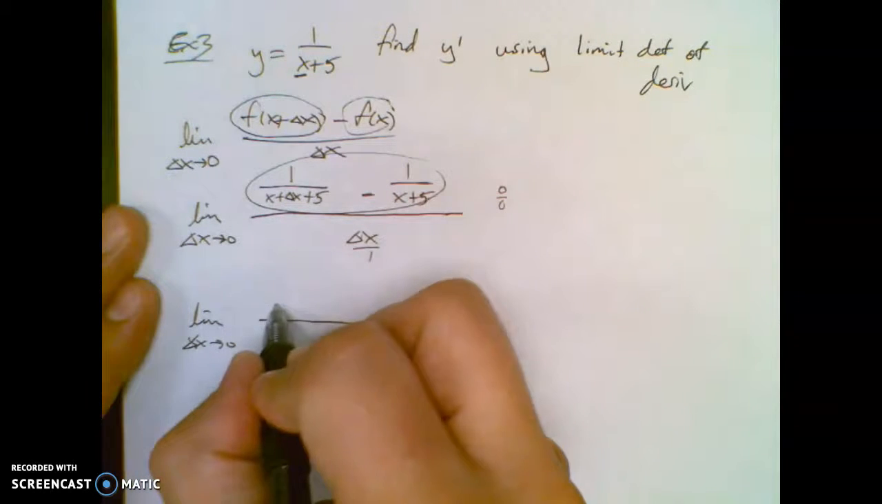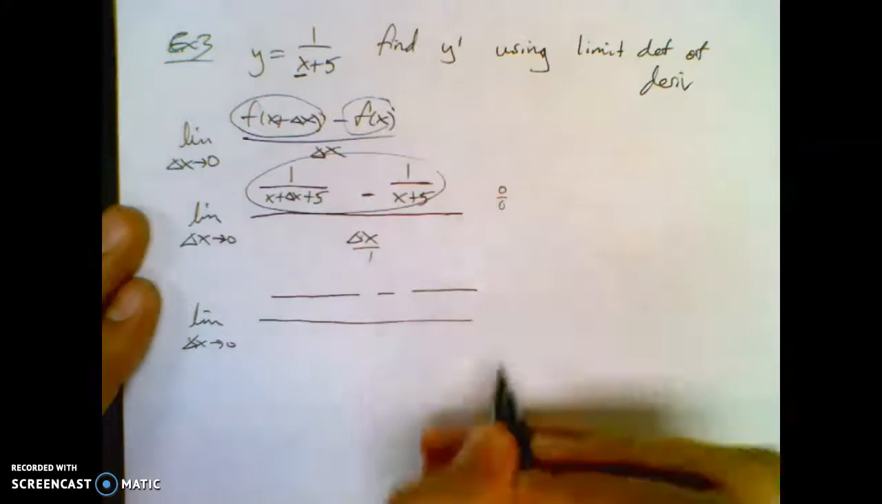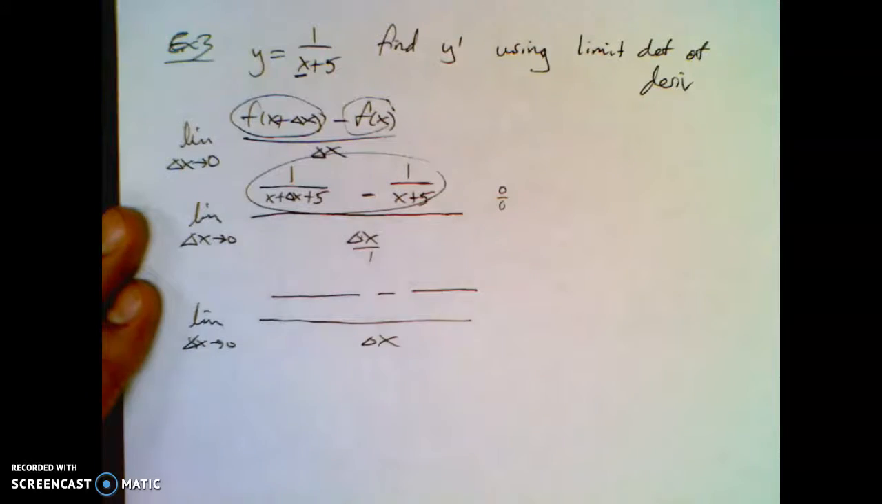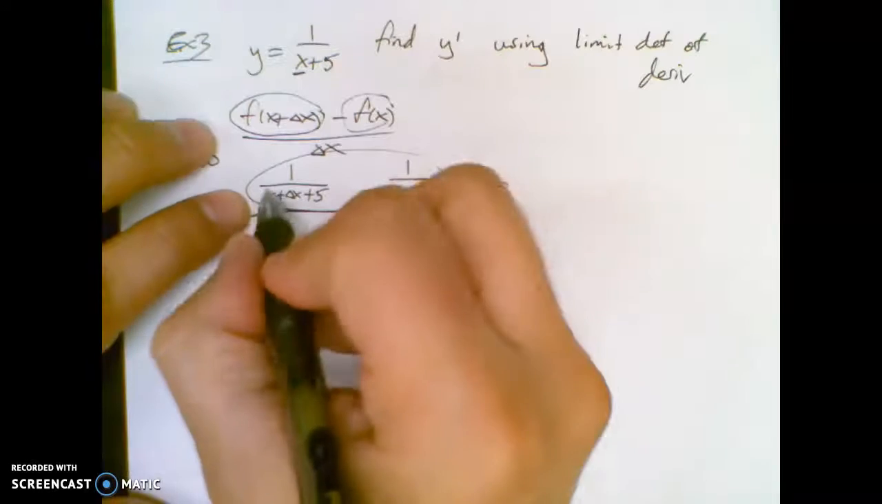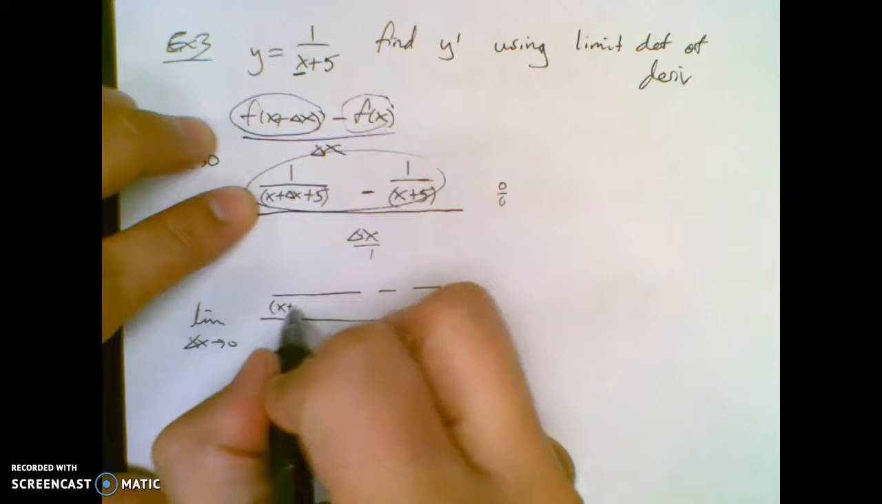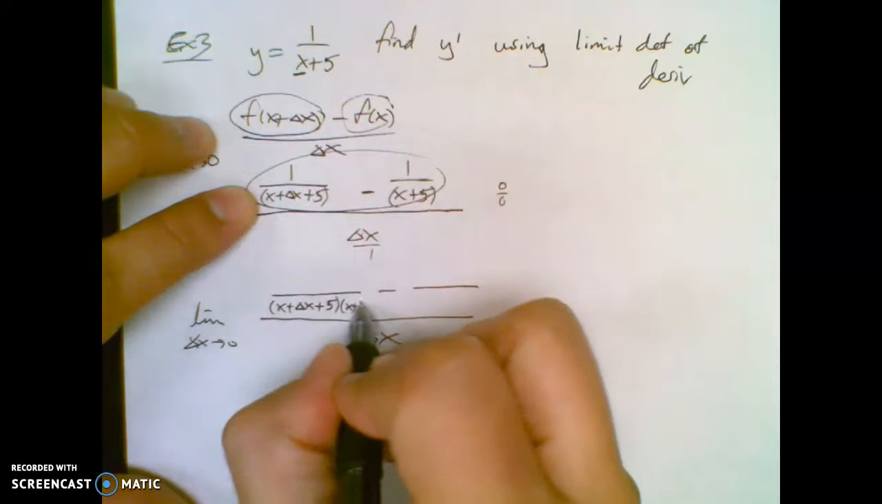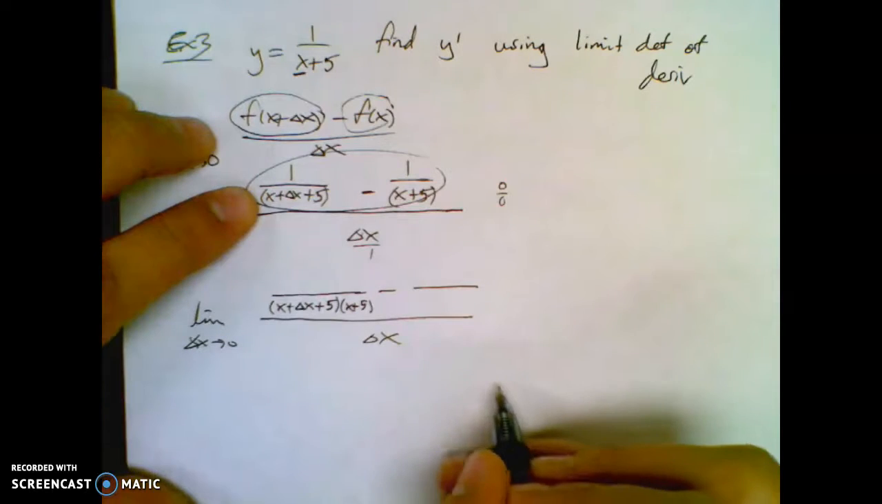All right, so let's find a common denominator. It's going to be ugly, but it's going to be okay. Now, remember, when in doubt, just multiply them together. So my denominator is going to be ugly, and that's okay. Right? I just multiply them together.